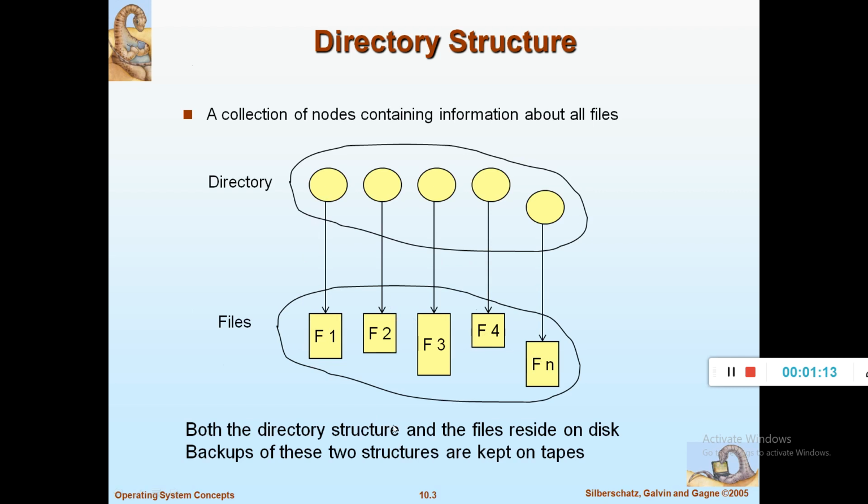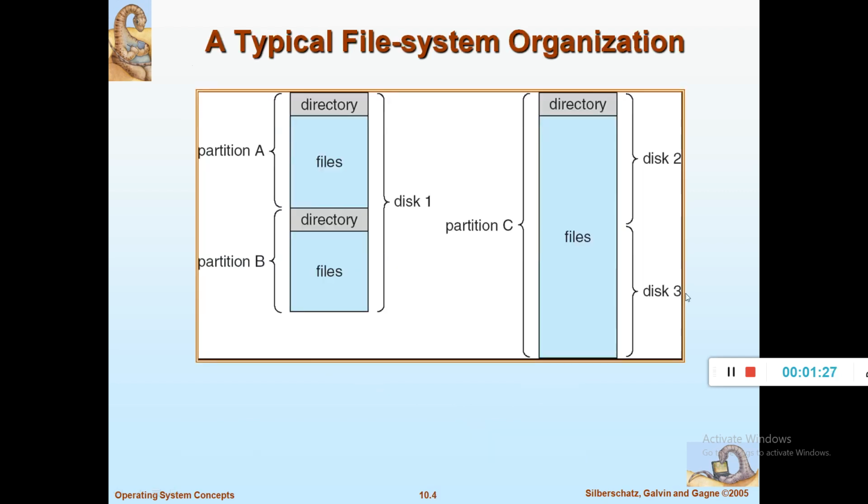Both the directory structure and the files reside on the disk. Backups of these two structures are kept on tapes. All these files are maintained on the disk, and if you want to keep a backup of these files, we use magnetic tapes. And this is how a typical file system is organized in your computer system.